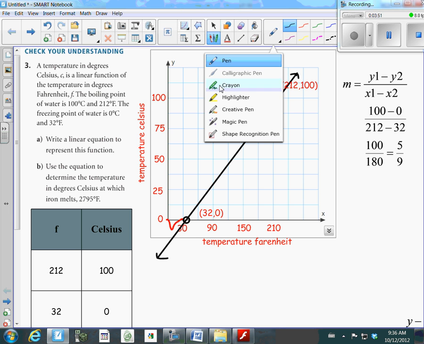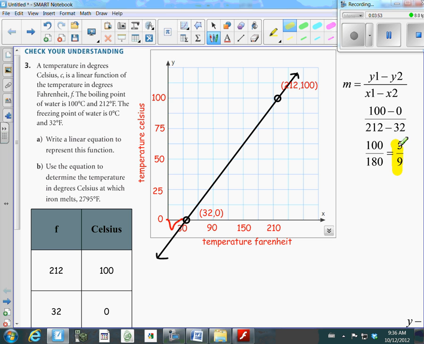So I'll just highlight that. There's our slope. In order to make the point slope formula applicable, you need a point and a slope. So we need to pick a point. It doesn't matter which one we pick. I'll pick this one, 212, 100.